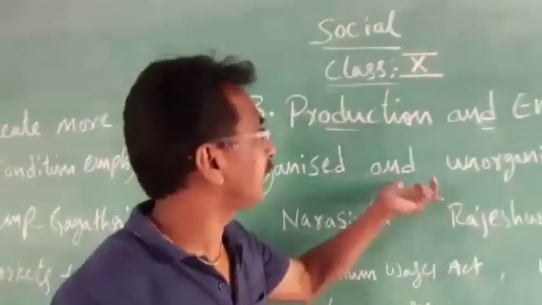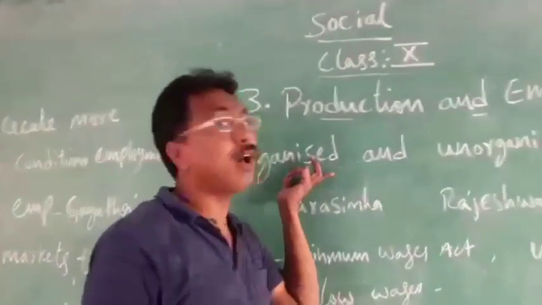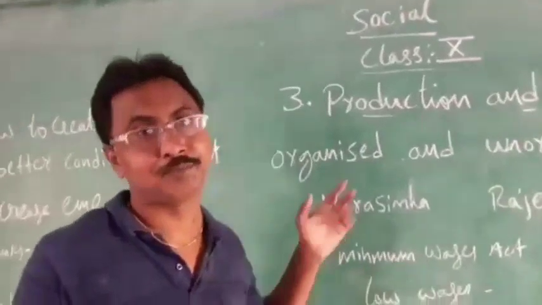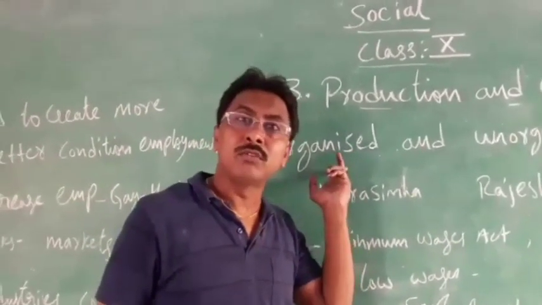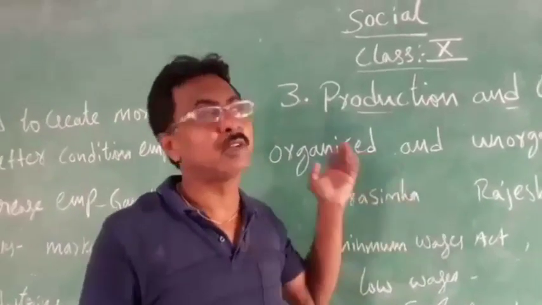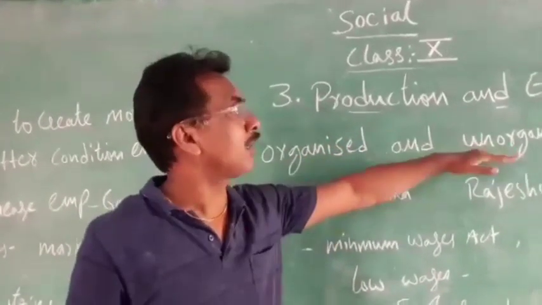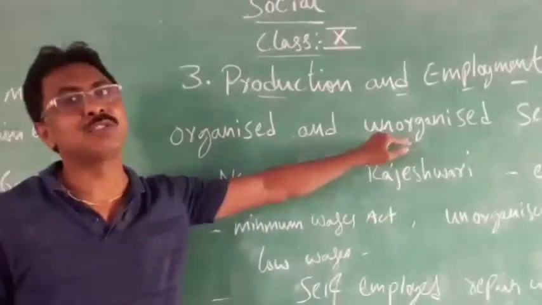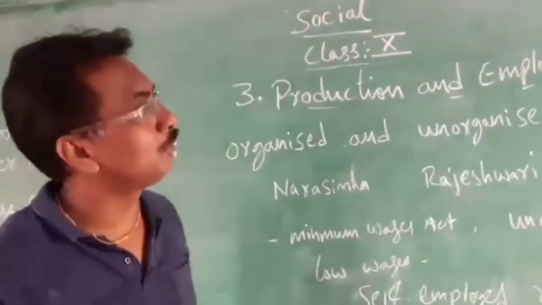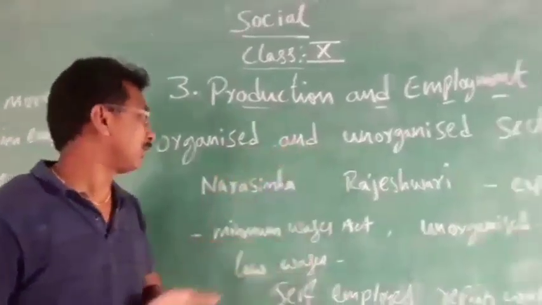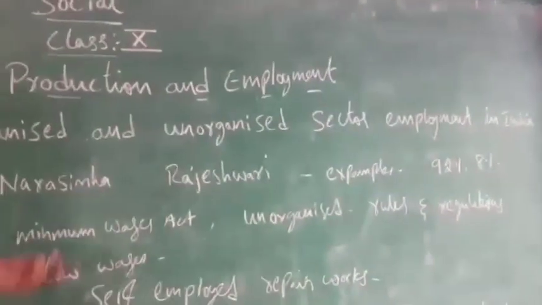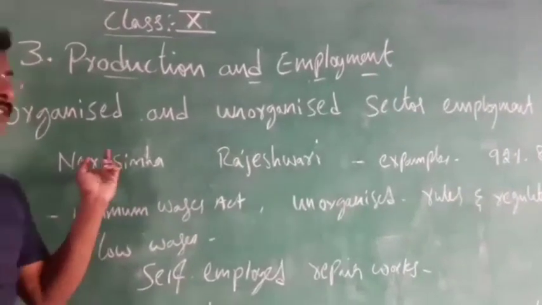Organized means government employees, those who are working in industries and those who are working in software companies. Unorganized sector means labor and casual workers, as I told you in the previous class. And employment in India, they are working here. Two examples are there in your book as a case study.